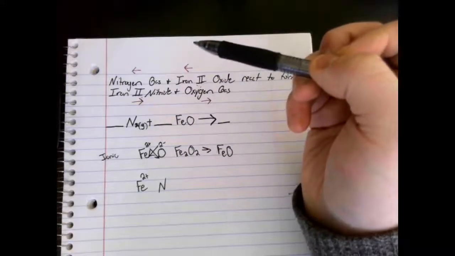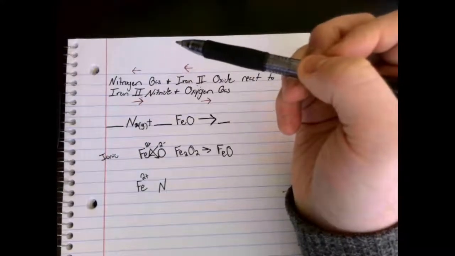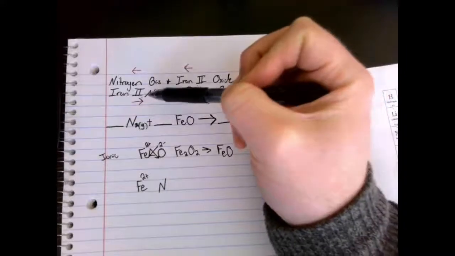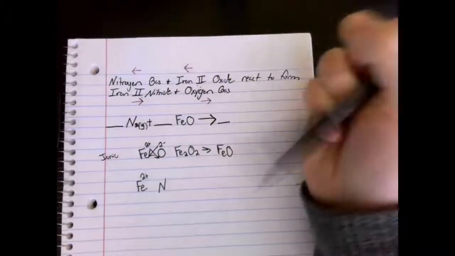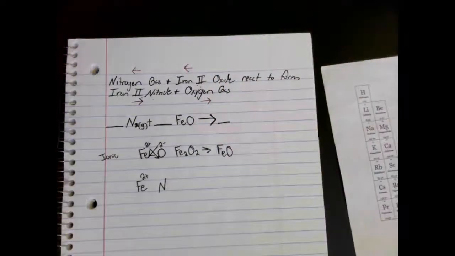It would have been balanced differently if that was the case. Just because iron has a +2 at one part does not mean it has a +2 for the whole problem. But in this case, because they both have a Roman numeral 2, we know that iron must have a +2 charge. Now, for nitrogen, we go check the periodic table.